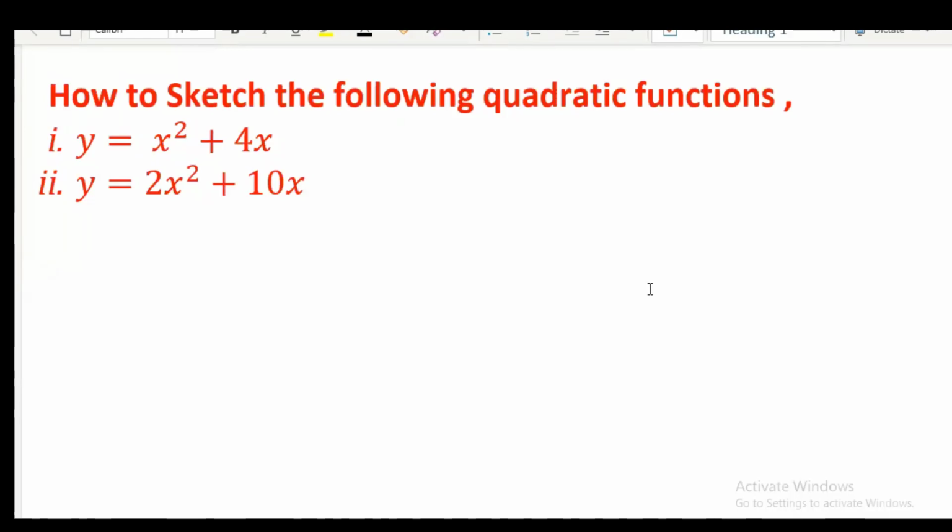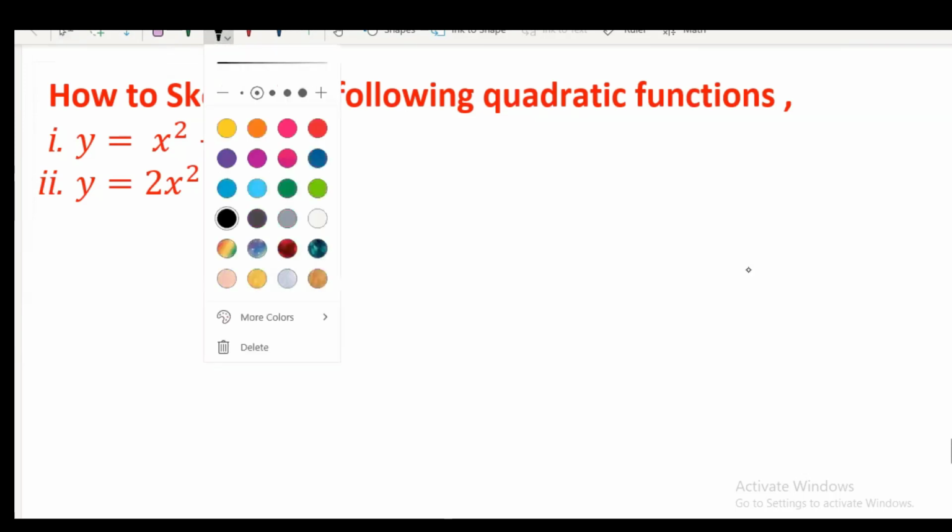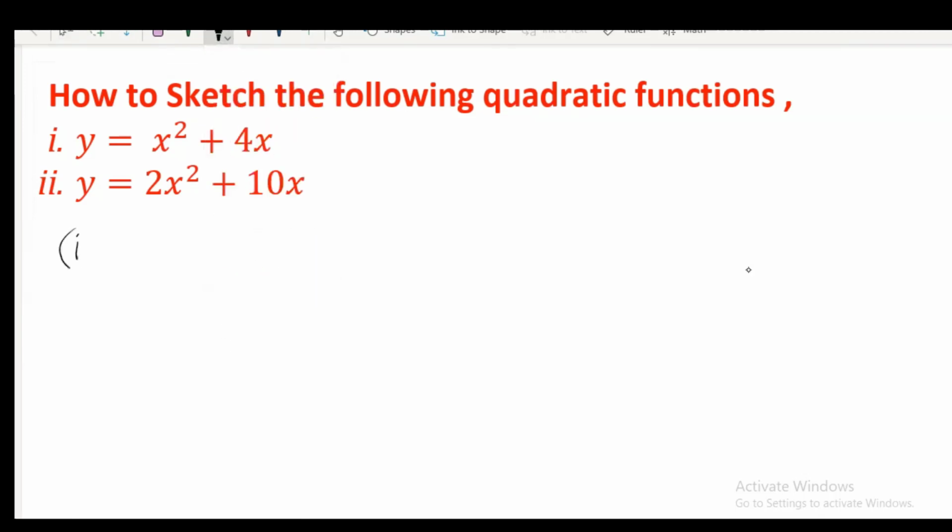In this video, I'm going to explain how to sketch the following quadratic functions: y equals x squared plus 4x, and y equals 2x squared plus 10x. So I'm going to start and explain part 1. Part 1 is y equals x squared plus 4x.